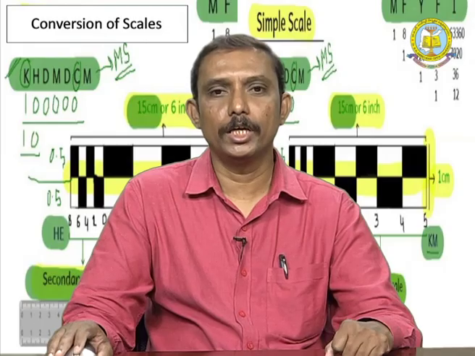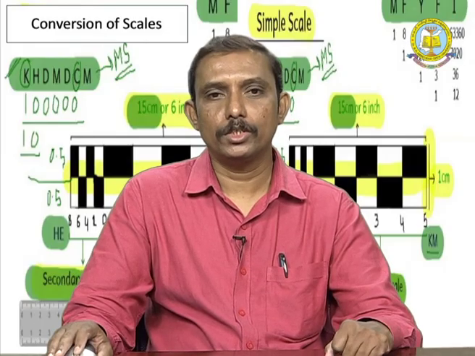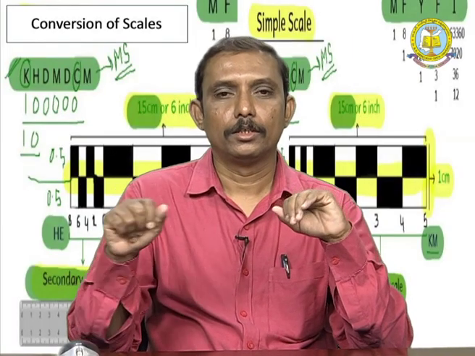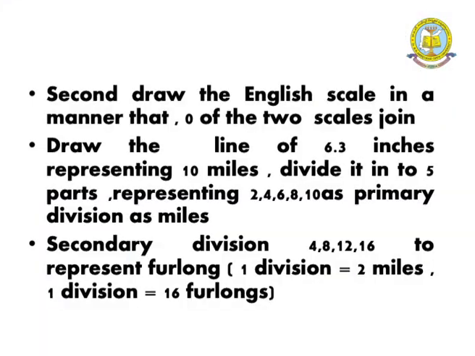In a comparative scale, first we will see this image, how to calculate the two scales. Whatever construction we require, we need a scale; here we are calculating the 1:1 lakh comparative scale. First, just as for inches, you are drawing for the miles and furlongs. This is the case.